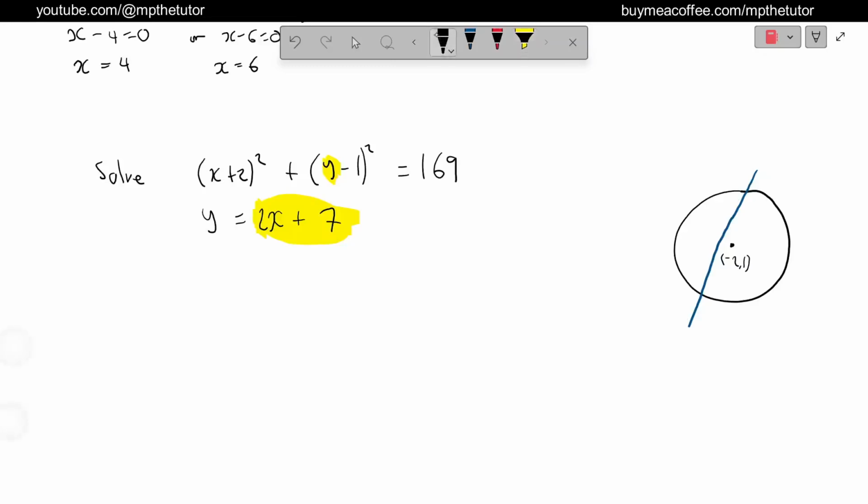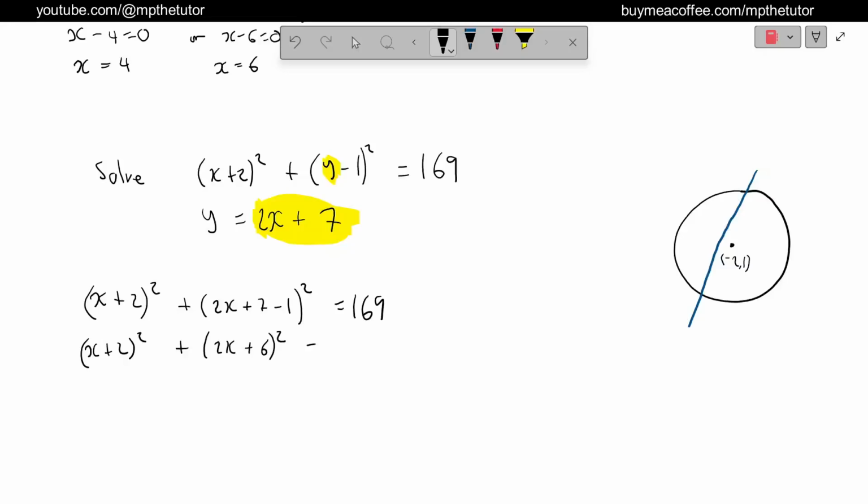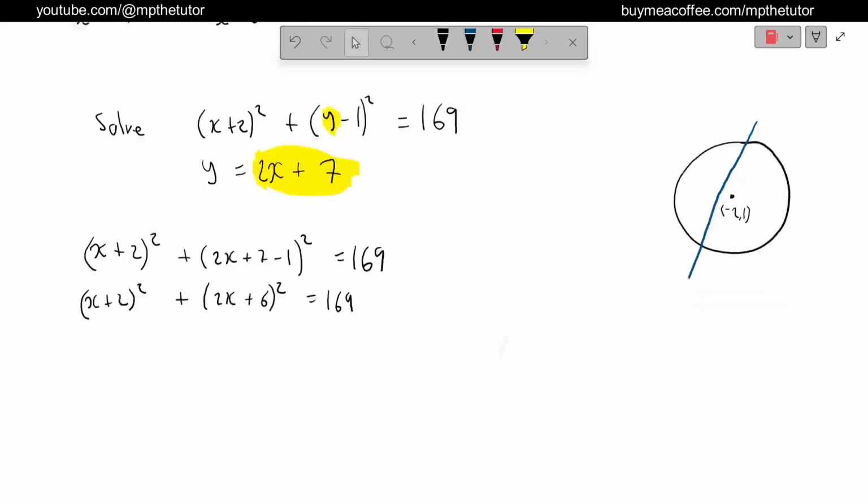So what I'm going to do is you've still got your x plus 2 in brackets squared, but then we have plus 2x plus 7 minus 1 squared equals 169. Let's simplify that bracket. So you still have your x plus 2 in brackets squared. Then we're going to plus, you've got 2x plus 6 squared equals 169.